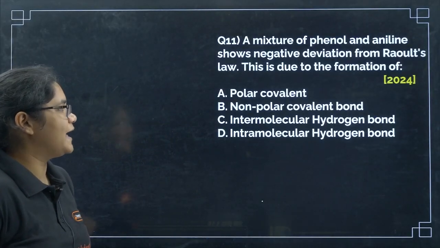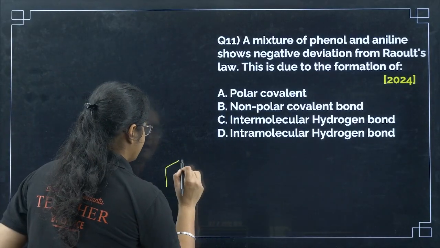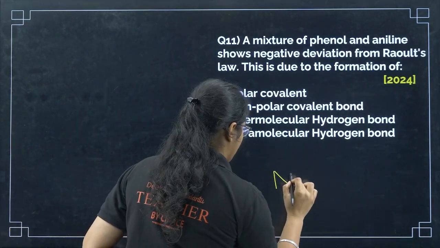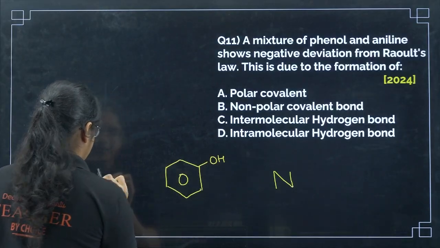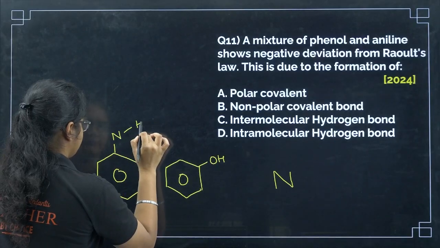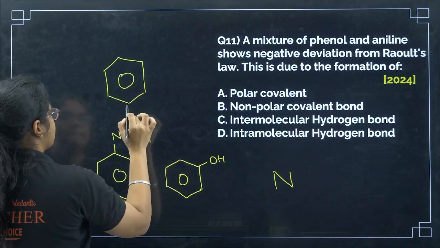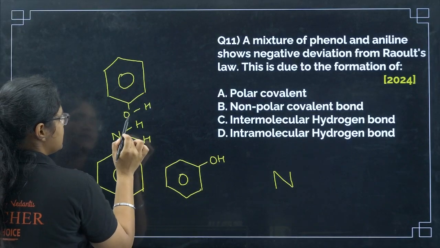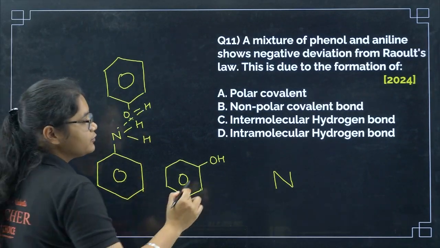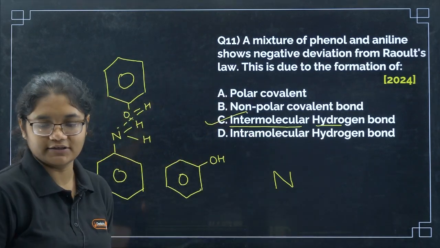Next, a mixture of phenol and aniline shows negative deviation. What is the reason for that? So when you have phenol and aniline, let me just show you like this. I have aniline and you have phenol here. What happens is there is hydrogen bonding between O and H here and this N and H. So due to this intermolecular hydrogen bonding, there is a negative deviation.